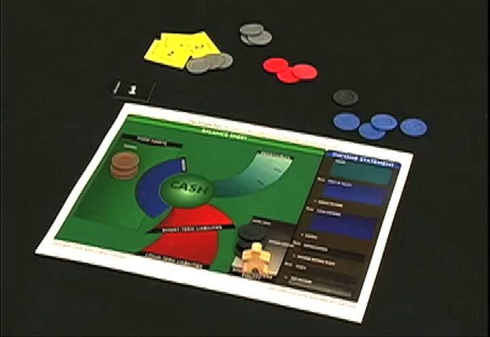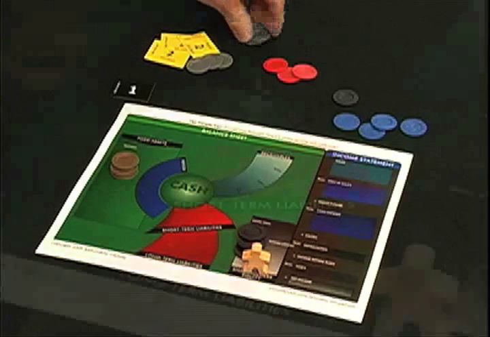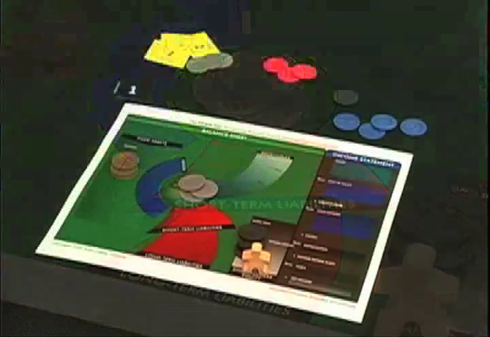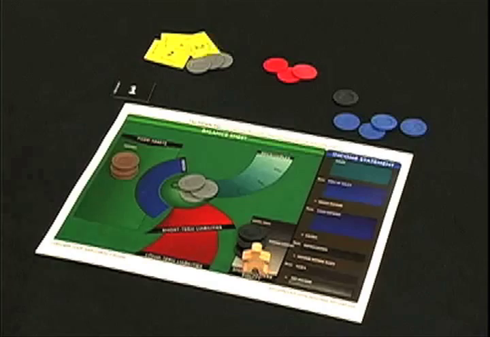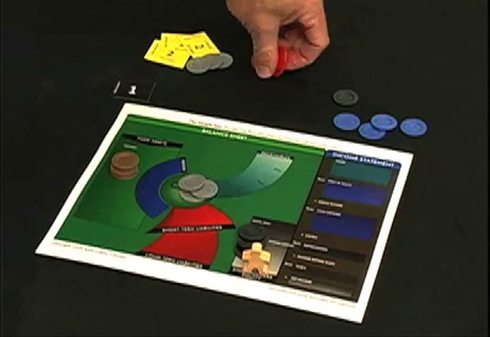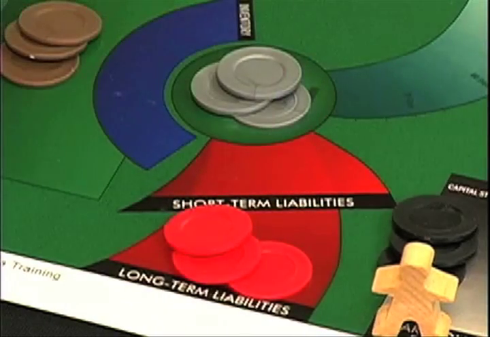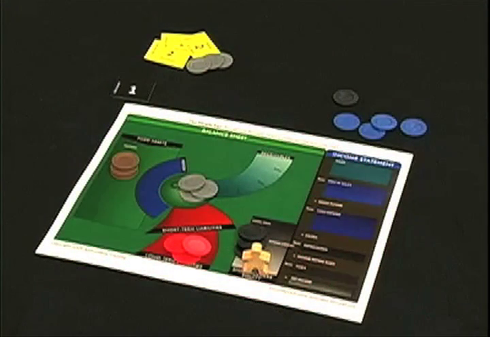And now you have no cash. So you go to the bank and tell them you'd like a loan. They can see that you have invested 3, so they're willing to lend you 3. You take 3 silver chips and put them into cash. But this is a loan that you're going to have to repay. We'll show that by putting 3 red chips on long-term liabilities.